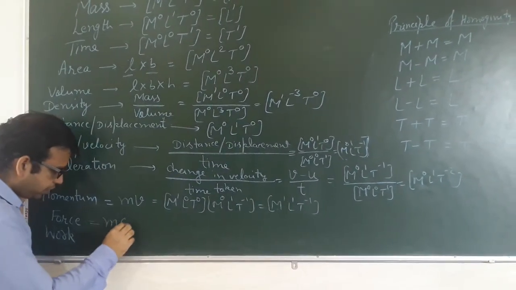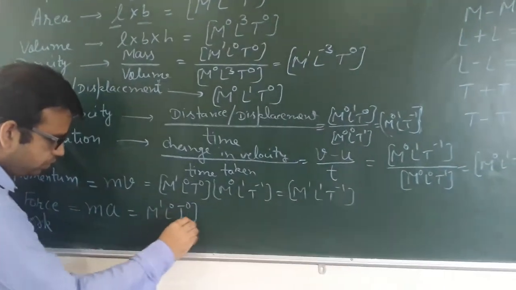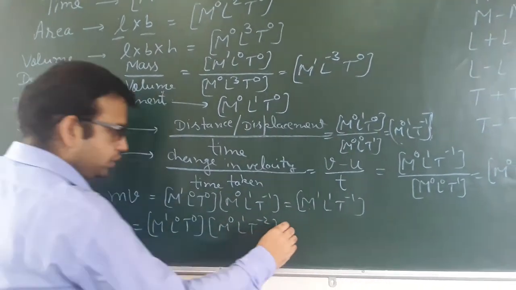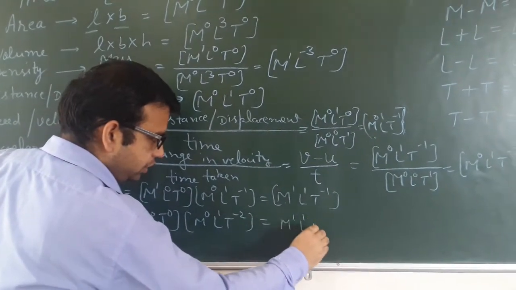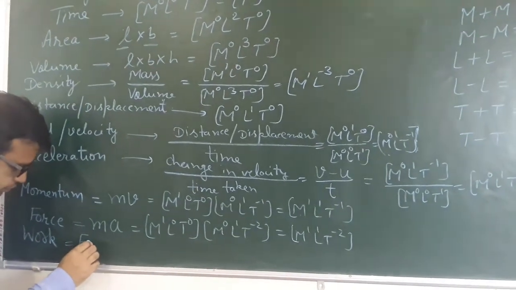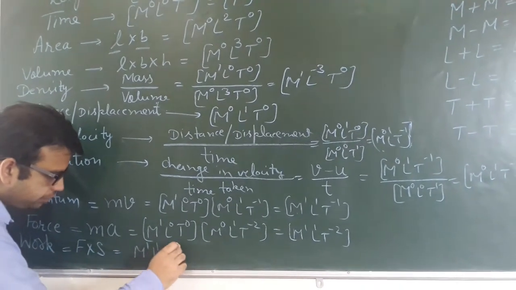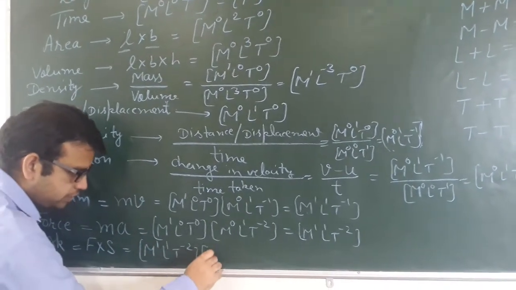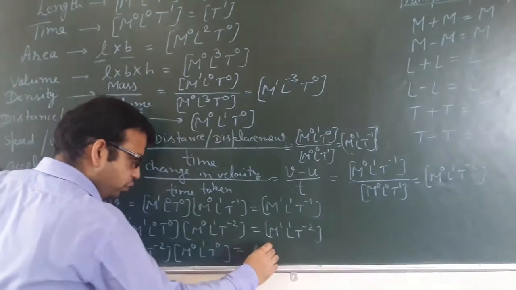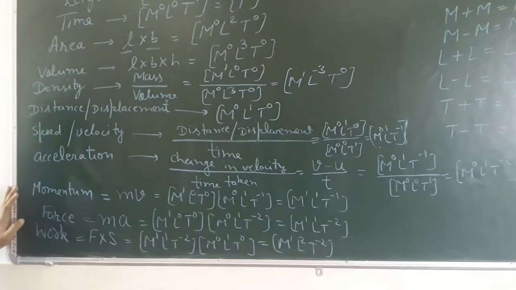Force is mass into acceleration. Mass is M1 L0 T0 and acceleration is M0 L1 T minus 2. So it will be M1 L1 T minus 2. Similarly, work is force into displacement. Force is M1 L1 T minus 2 and displacement is M0 L1 T0. So it will be M1 L2 T minus 2. This is the dimension formula of work.